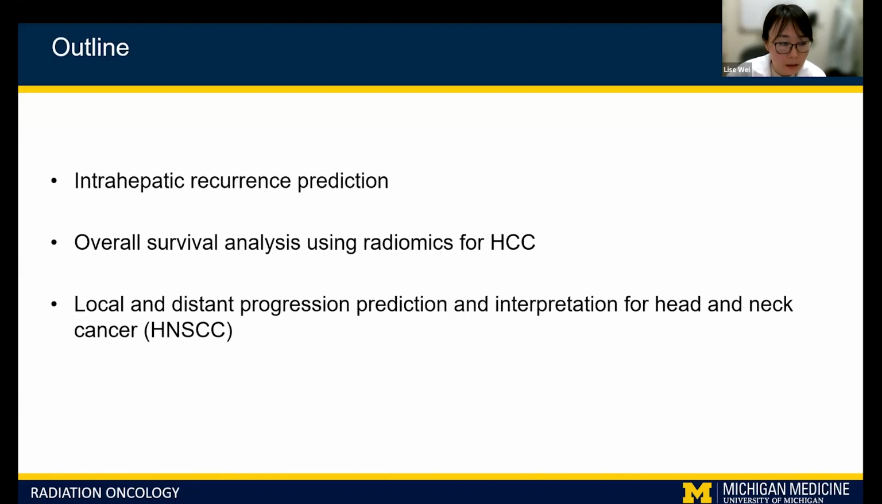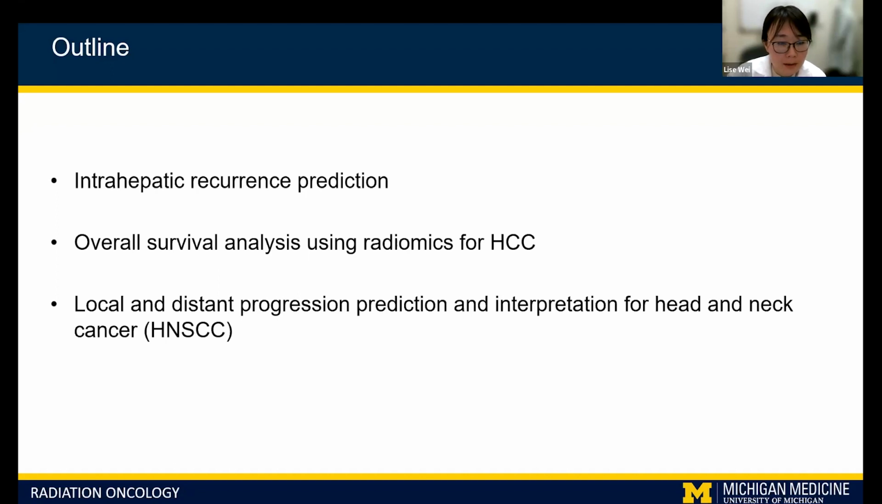The second project I will introduce is still for liver cancer. It's called hepatocellular carcinoma, or HCC. I combine different modality images and clinical biomarkers to predict the overall survival for these patients.